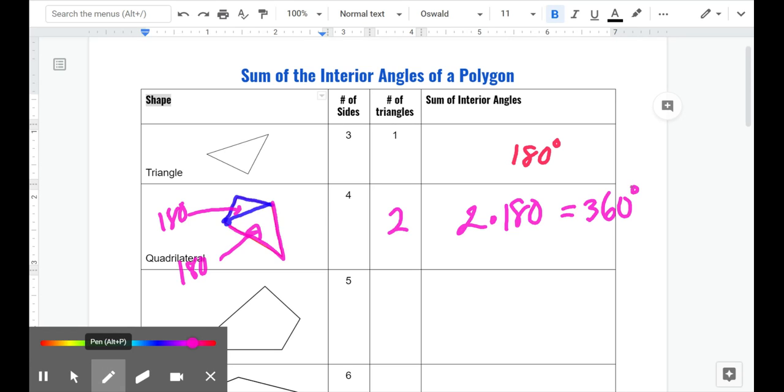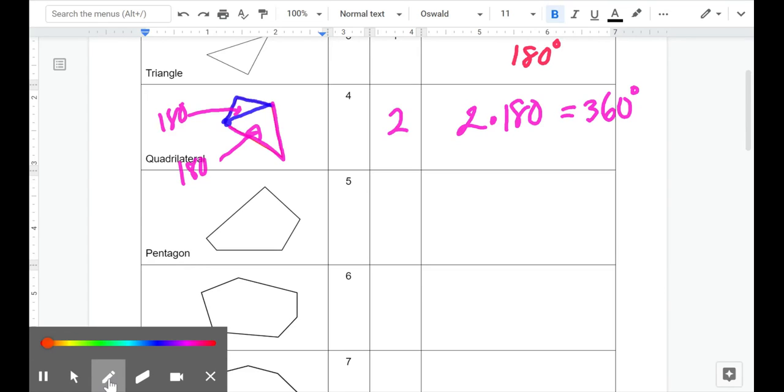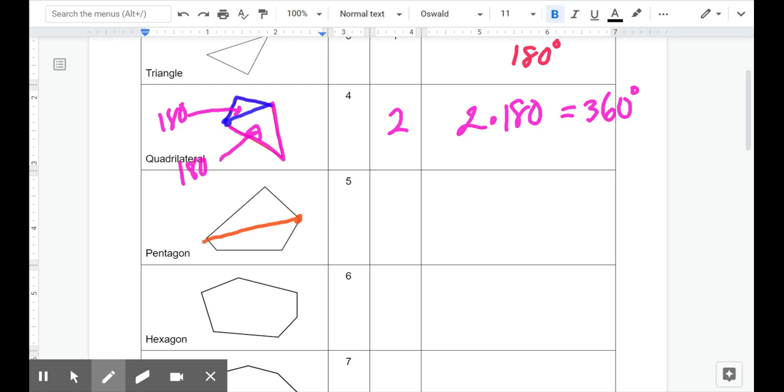Now let's take a look at the next one. Here I have a pentagon, and a pentagon has 5 sides. I'm going to pick any vertex and create triangles from that vertex. That's all I can do right there. So notice that I have 1, 2, 3 triangles. So I'm going to put a 3 here. And because there are 3 triangles, that's 3 180s, and that gives me 540.